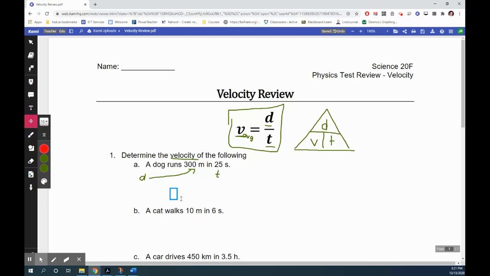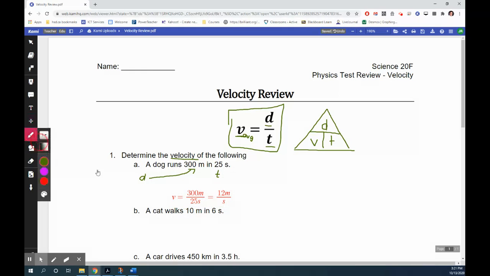And so to do that, we do v equals d of 300 meters divided by our time of 25 seconds. And that gives us an answer of 300 divided by 25 gives us 12 meters per second is our answer. Okay, it's got to be meters per second because those are our units that we use.